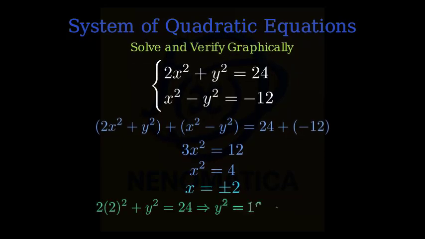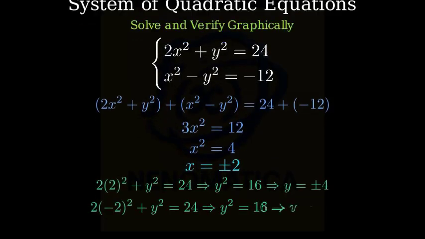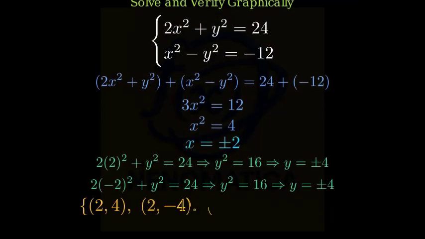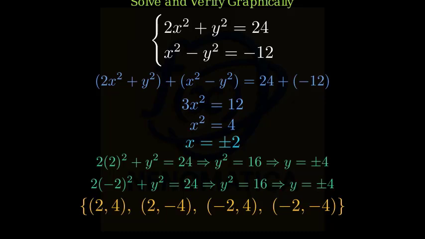Step 3. Substitute into the first equation to find y. For x equals 2: 2 times 2 squared plus y squared equals 24. So y squared equals 16, and y equals plus or minus 4. For x equals negative 2, the same calculation gives y equals plus or minus 4. Therefore, the four solution points are (2, 4), (2, negative 4), (negative 2, 4), and (negative 2, negative 4).